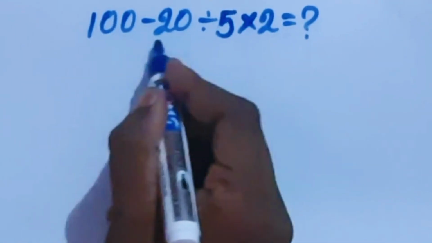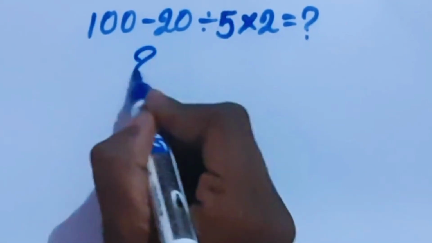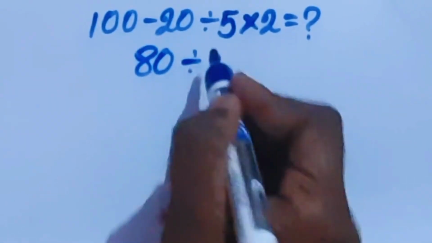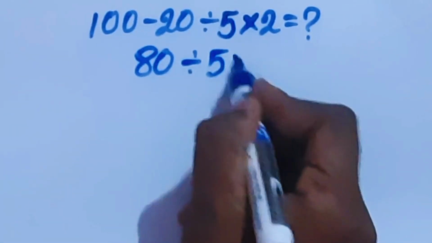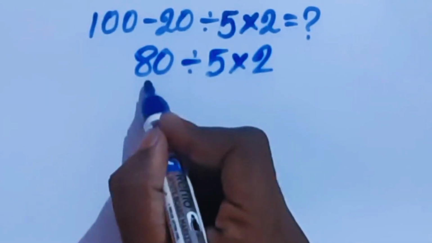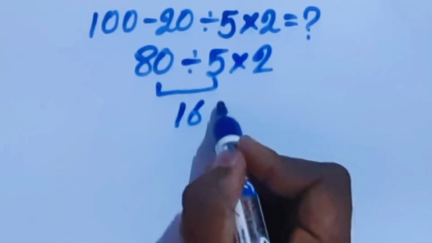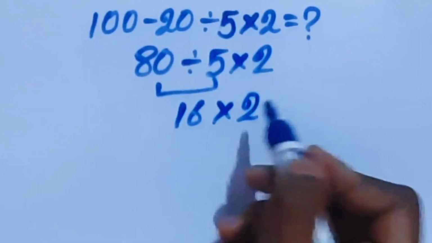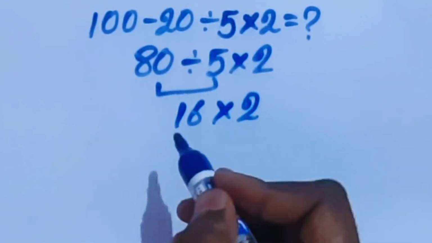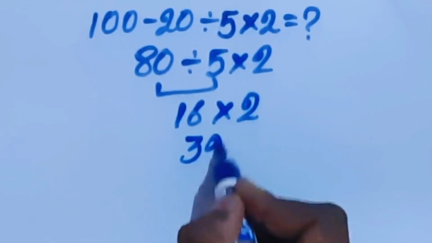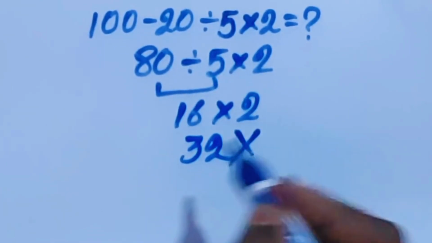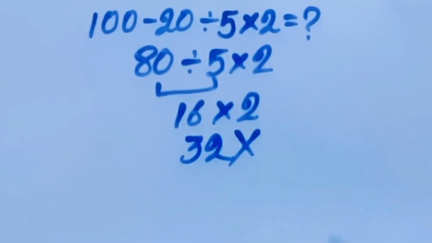Hi guys, here 100 minus 20 is 80, divided by this 5, times 2. Here 80 divided by 5 is 16, times this 2. Here 16 times 2 is 32. 32 is the wrong answer. As per the order of operations, 32 is the wrong answer.